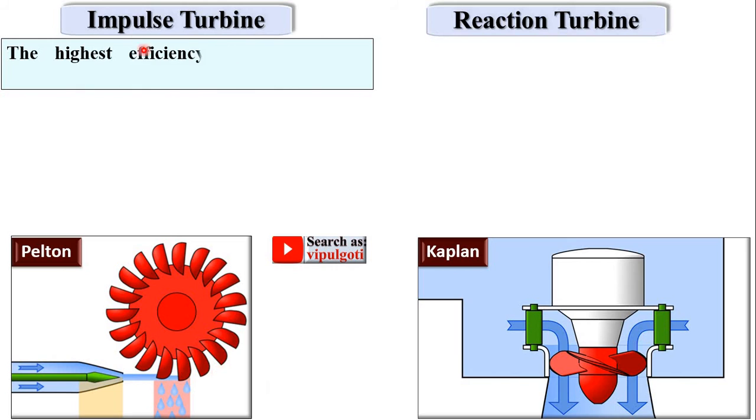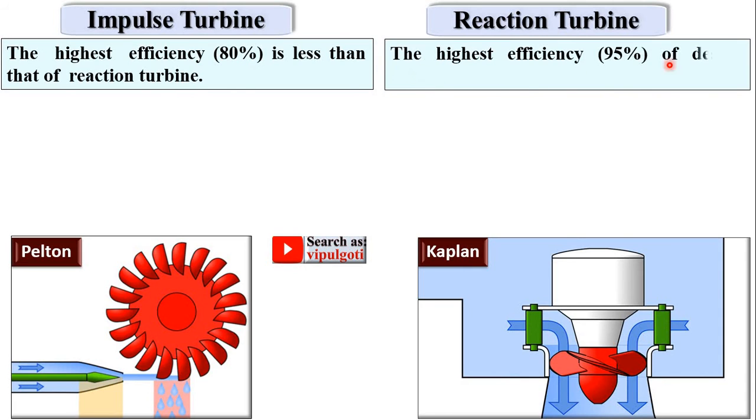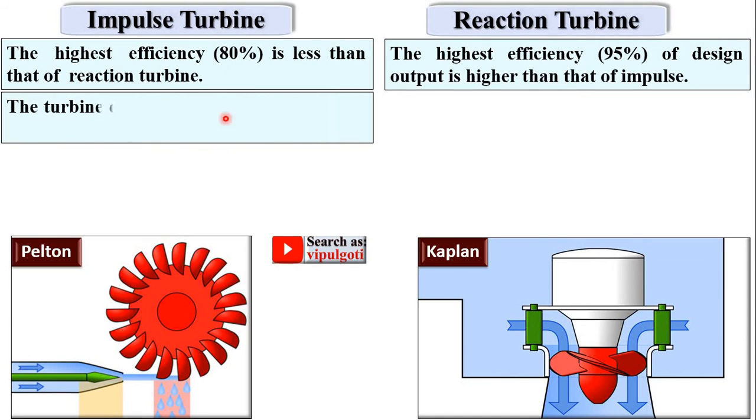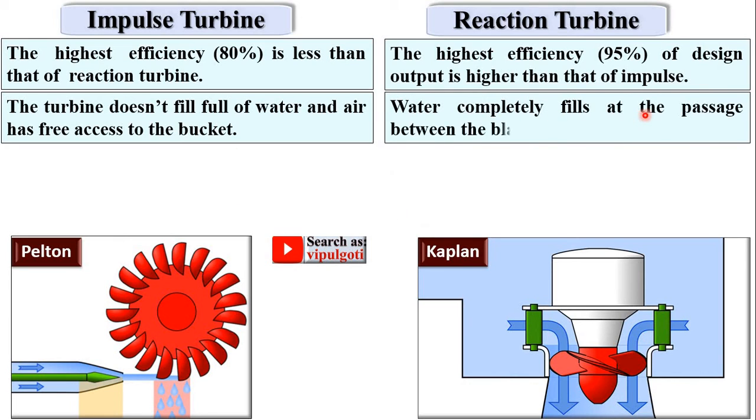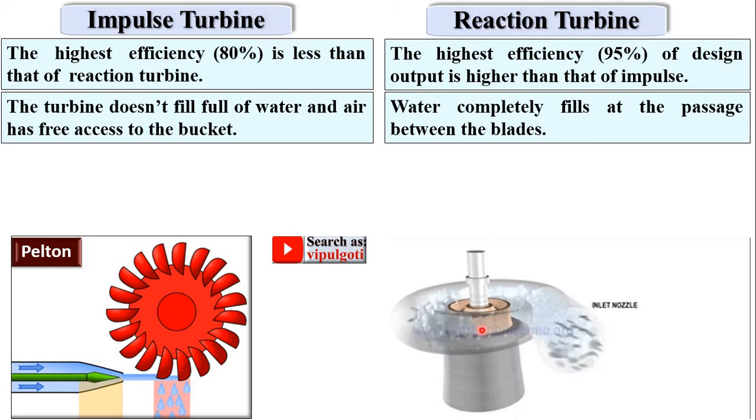Next, the highest efficiency of the impulse turbine is up to 80%, which is less than that of the reaction turbine. The highest efficiency of the reaction turbine is approximately 95% of the design output, which is higher than the impulse turbine. In an impulse turbine, the turbine doesn't run full of water, and air has free access to the bucket. In a reaction turbine, water completely fills the passage between the blades. Here you can see water completely fills the passage of the blades.